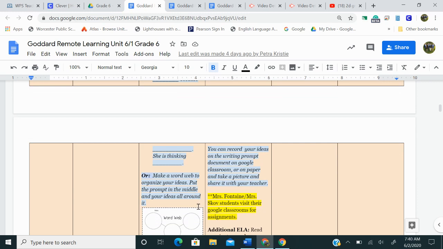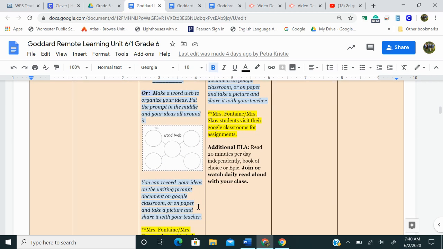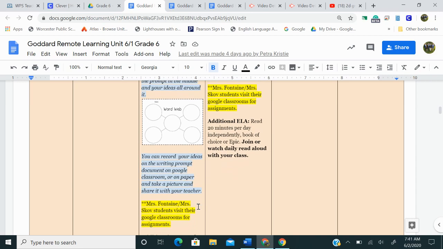Or you can make a word web to organize your ideas. Put the prompt in the middle and your ideas all around it. You can record your ideas on the writing prompt document on Google Classroom or on paper and take a picture and share it with your teacher.